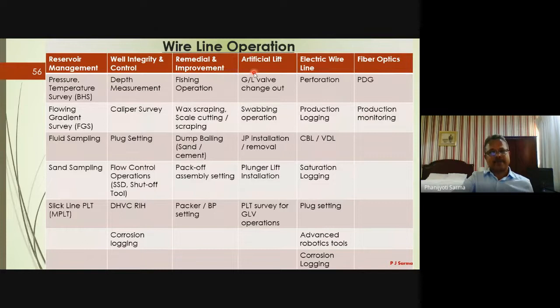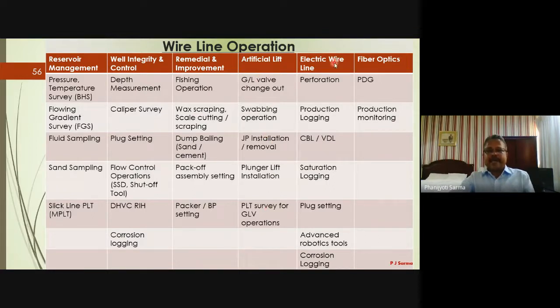Artificial lift operations: gas lift valve change out. Swabbing operation. Swabbing is an operation of well activation. Jet pump installation and removal. Plunger lift installation and removal. A PLT survey for gas lift valve diagnostic operation. So these are in the broad category of artificial lift.